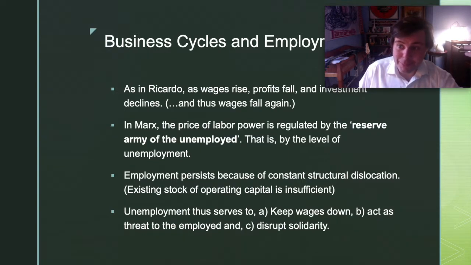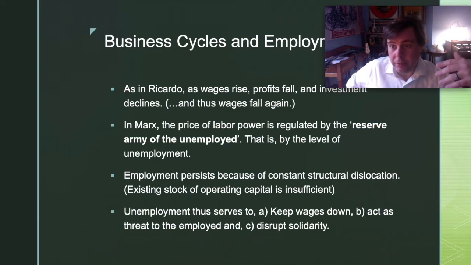So the price of labor is brought down by the threat of unemployment and by unemployed workers. Unemployment persists because of constant structural dislocation. The constant movement, the dynamism of the economy, ensures that there's always structural dislocation and that the existing stock of operating capital is insufficient to maintain full employment.